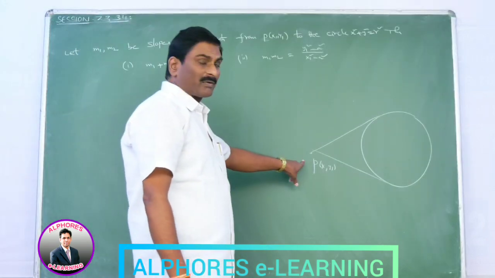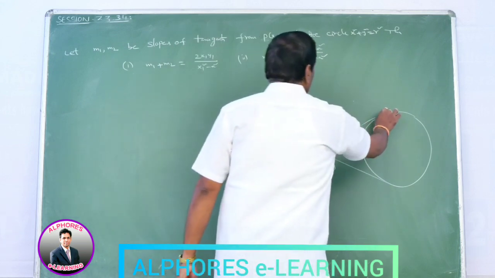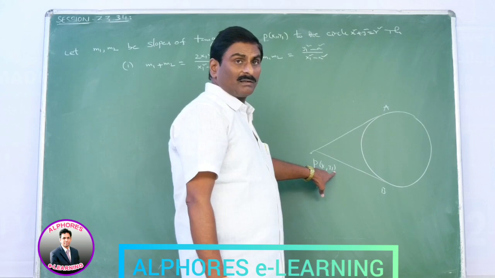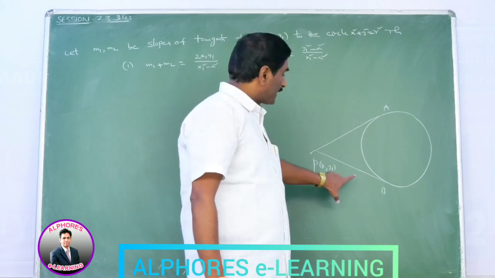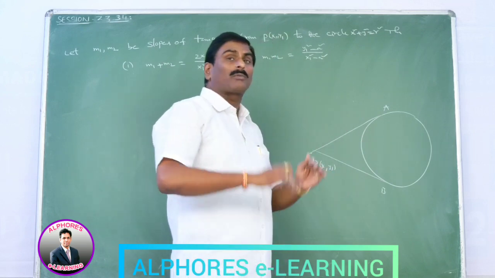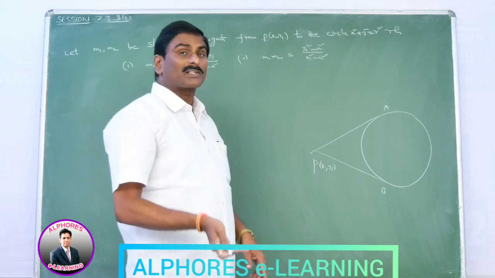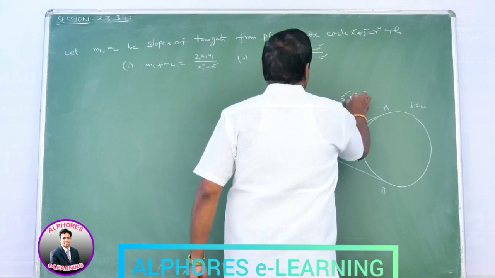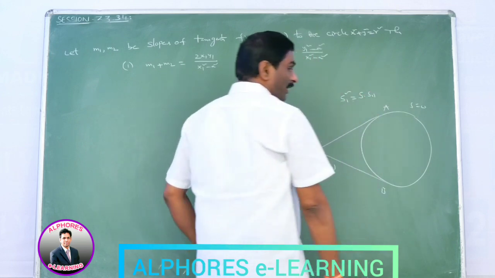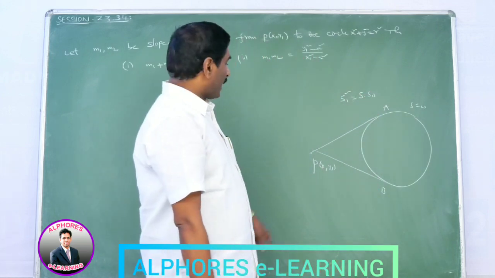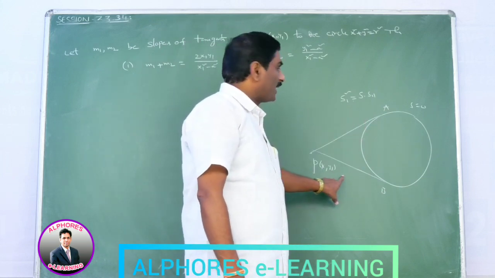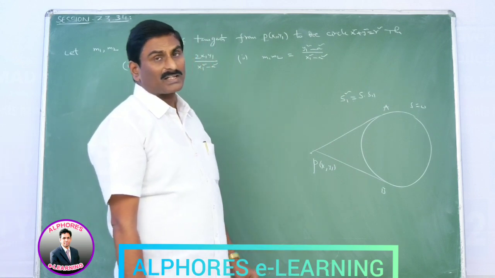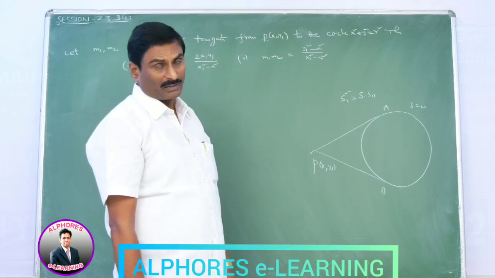Let P(x1, y1) be the exterior point and PA, PB are two tangents. Then the combined equation of the tangents: PA is one tangent, PB is another tangent. The product of these two lines is said to be a pair of lines. The combined equation of the tangents from P(x1, y1) to the circle S equals 0 is S1 squared is equal to S into S11. Please note this point also. The combined equation of the lines PA and PB is S1 squared equals S into S11. Okay, next.